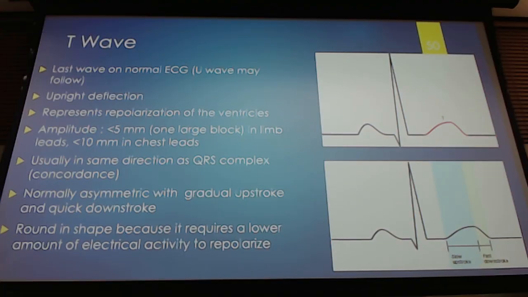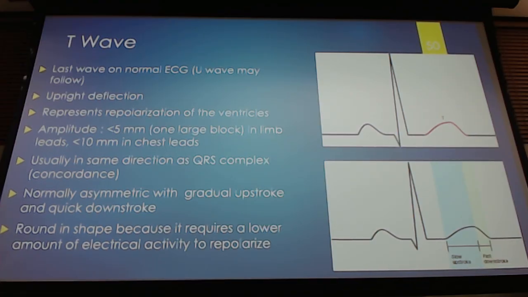T wave is going to be our last normal wave. Last wave on a normal ECG. P, QRS, T. That's going to be the last one. And that is typically an upright deflection, represents repolarization of those ventricles, bless you. The amplitude for that T wave is typically less than 5 millimeters or one large box in our limb leads, and less than 10 in our chest leads.